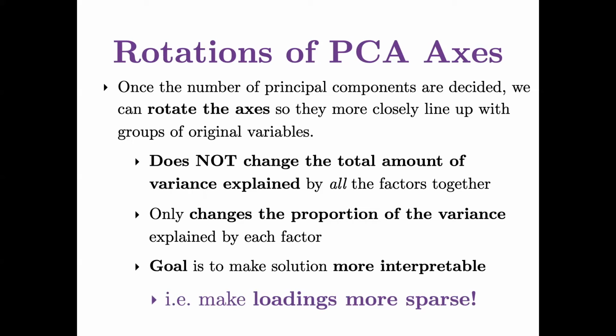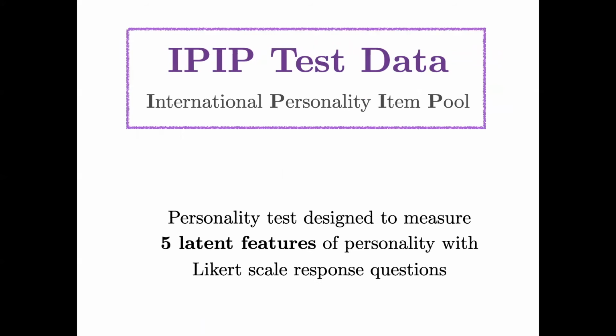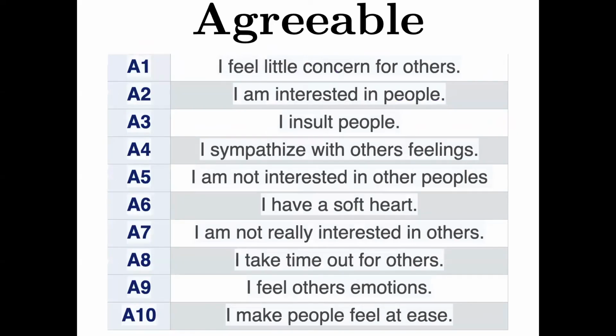We're going to see this in action with this personality test data set. And the result of the rotation in this data set should be very clear and very convincing that it will help us get these latent factors that are interpretable. This personality test is designed to measure 5 latent features of personality. The first is agreeableness. And there are 10 questions that ask about agreeableness.